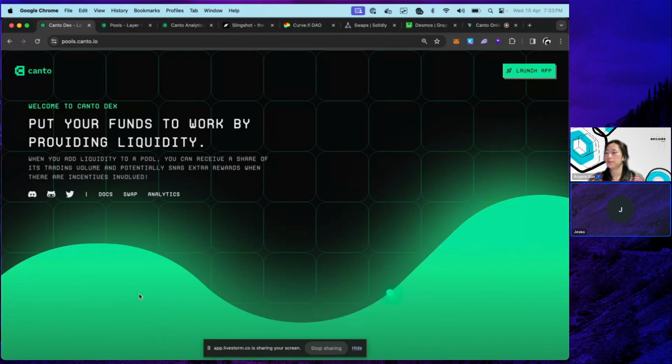recently, as Neobase, we created an interface called pools.canto.io. And this is the main interface now, which everyone will be using in the Canto community to interact with the Canto DEX, right? So first things first, let's try to understand Canto DEX. Canto DEX is the main decentralized exchange on Canto.